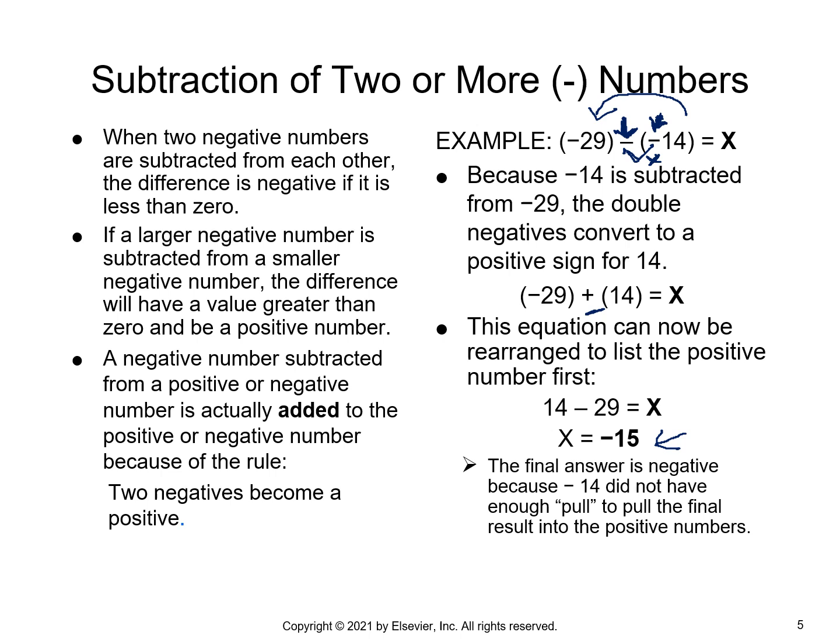And a couple more rules. If a larger number is subtracted from a smaller negative number, the difference will have a value greater than 0 and actually be a positive number. If a negative number is subtracted from a positive or negative number, or is actually added to the positive or negative number, then the two negatives become a positive. So that was that rule we discussed up top where the two negatives will actually become a positive.